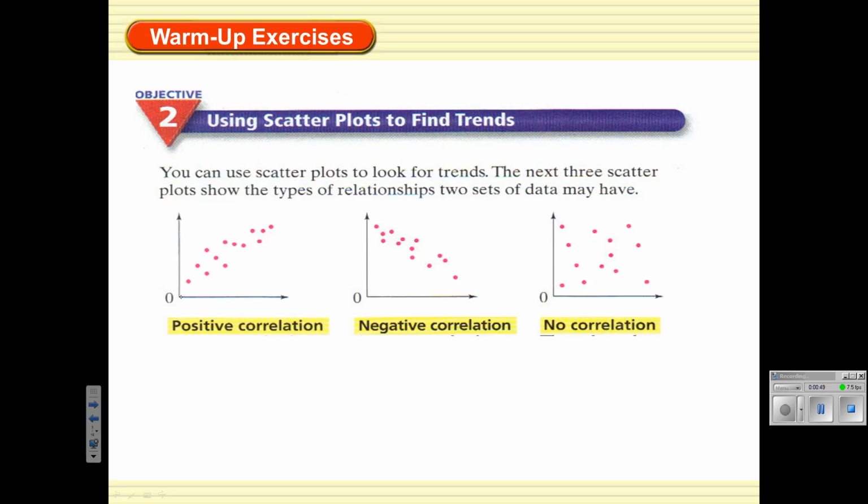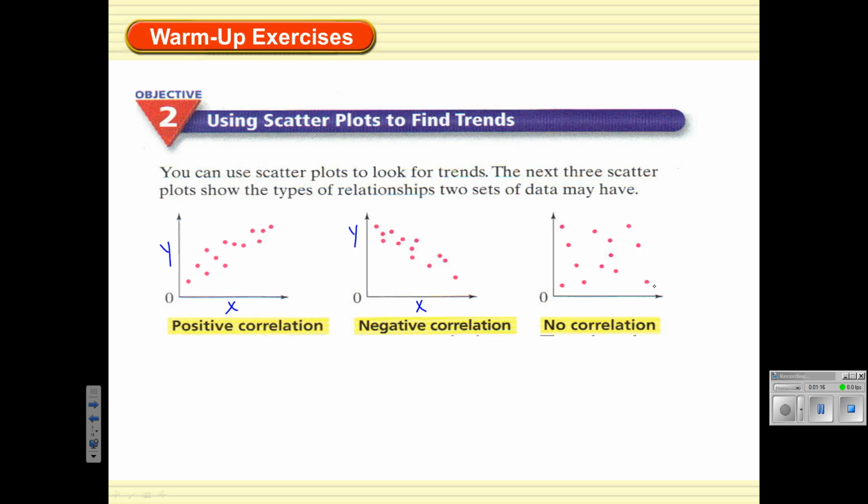Okay, if you notice, this is called a positive correlation. As x increases, because this right here is your x, and this would be your y, as x increases, y also increases. So it's a positive correlation, or going uphill. This will be a negative correlation, because as x increases, y decreases.